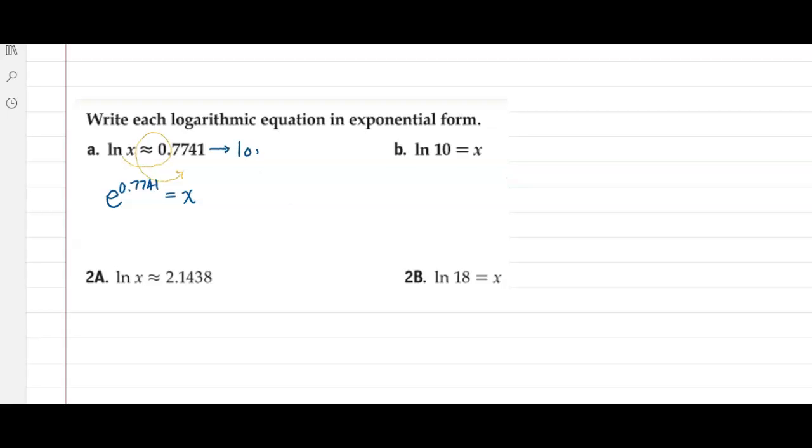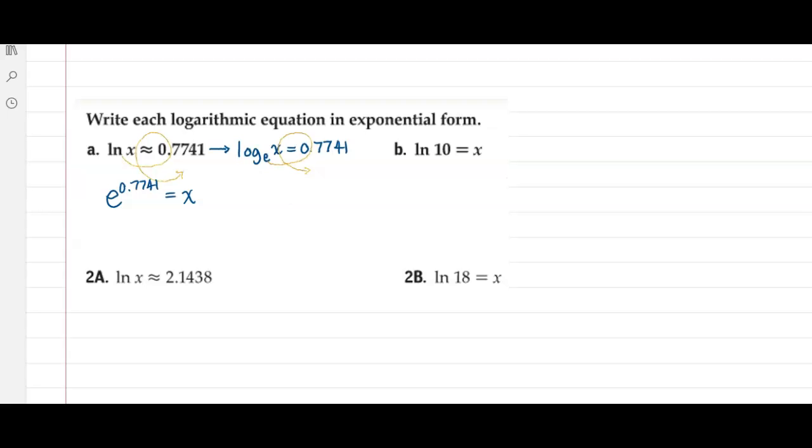You could rewrite this as log base e of x equals 0.7741. That's okay to do. And now you could easily see that we do e to that power equals x. If that helps you to rewrite natural log as log base e so that it looks a little bit more like this Step 20a video, you can do that.